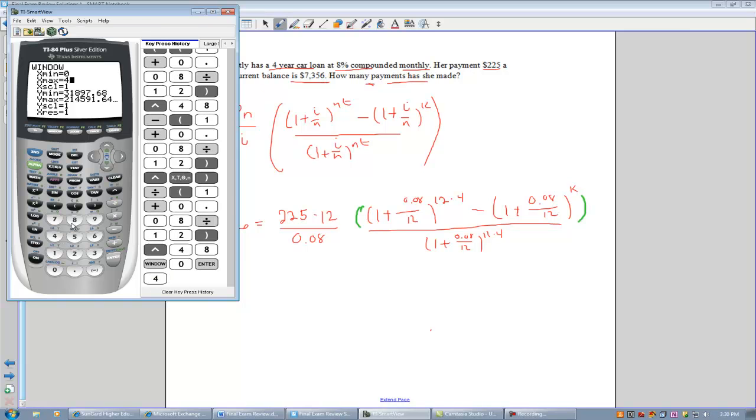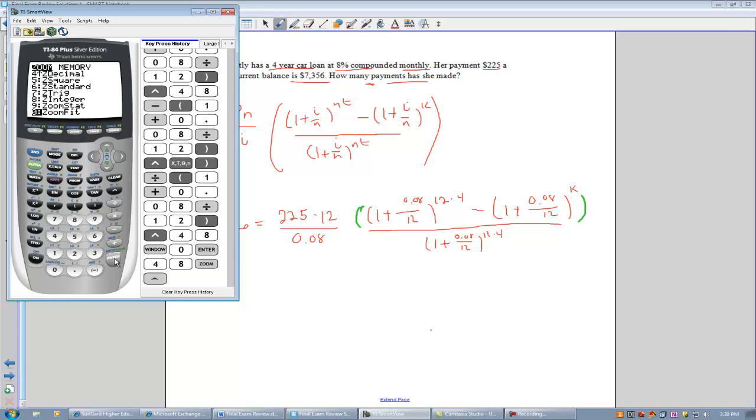Right? So that I can't make any more than 48 payments. If you make a payment each month for 4 years, there's 12 payments in a year. For 4 years, that's 48 payments. And then I do zoom and go to zoom fit, and hopefully it gets me what I'm looking for. So I'll start my graph down here. I went from 0 to 48.